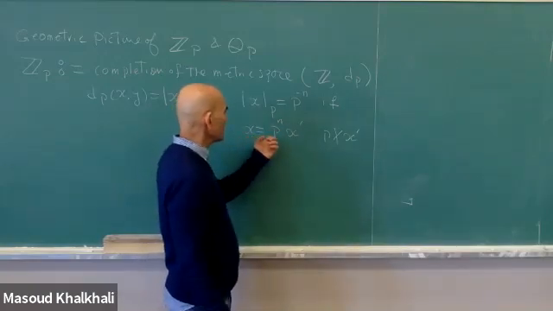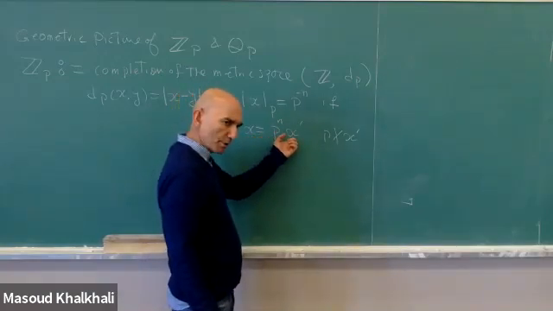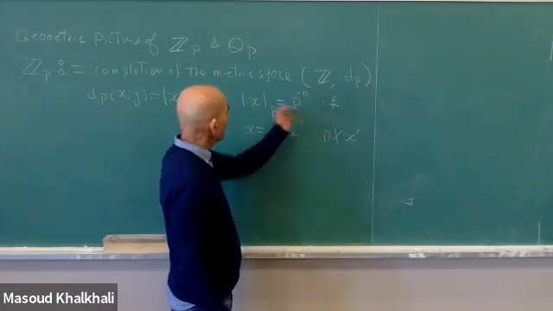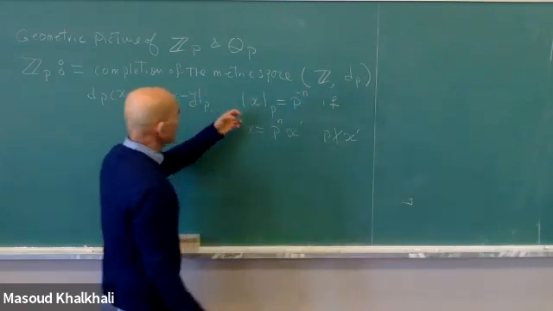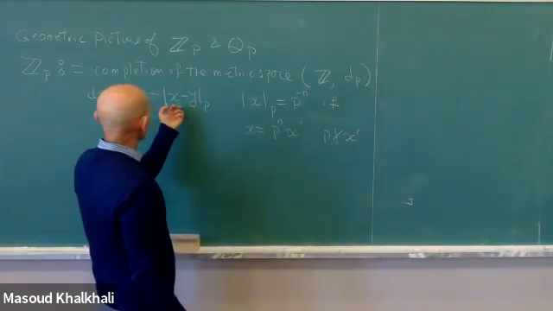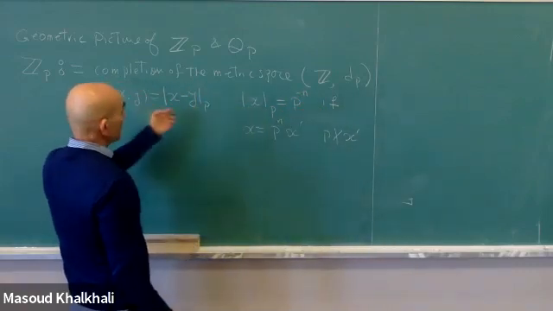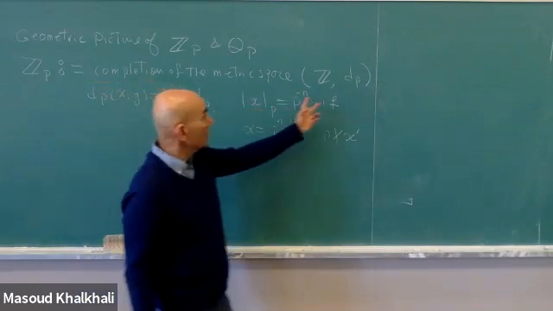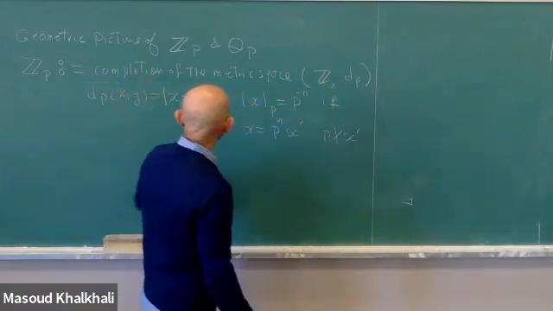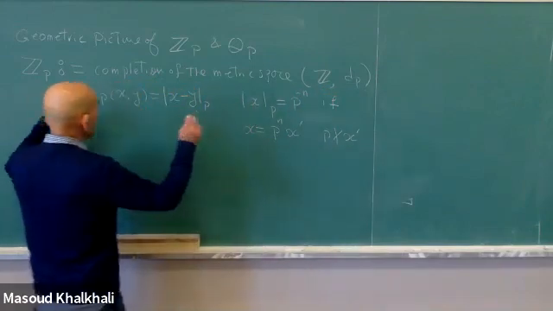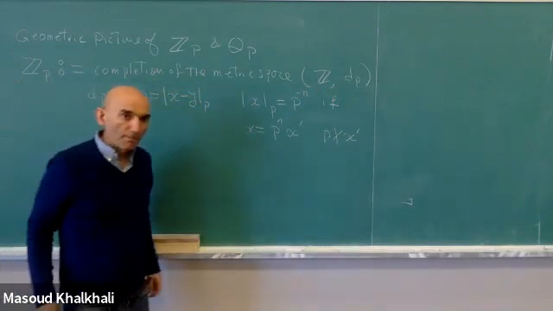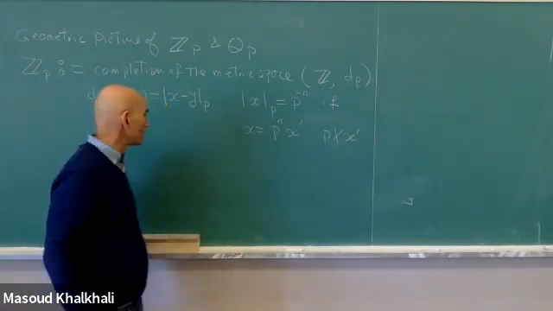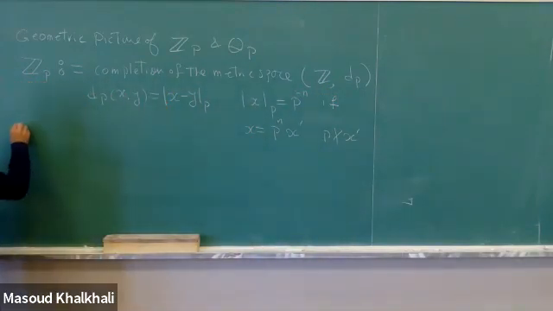You write x as p^n x prime, and then the p norm is p to the minus n. So this is a norm, and this defines a metric, and this metric space is not complete. This is an ultrametric. Anyhow, you complete it, you get this Z_p. That's one definition. Now, a second definition is the following.